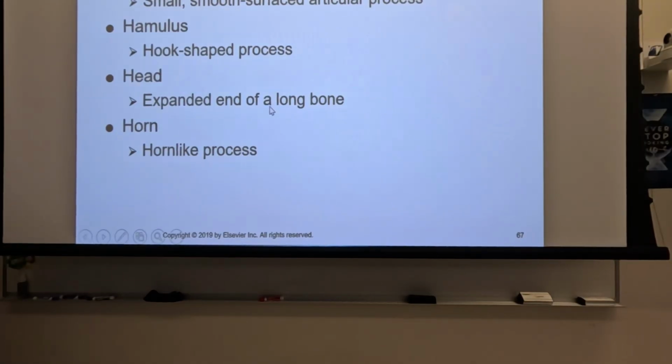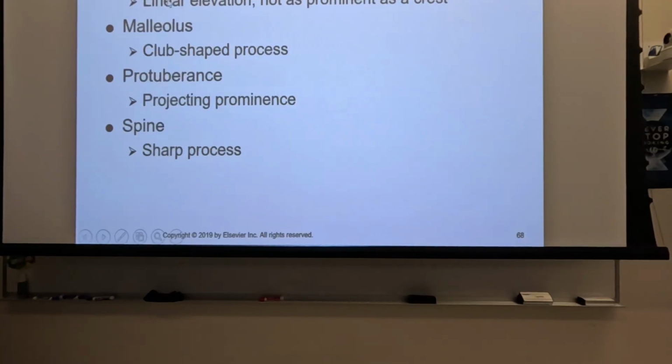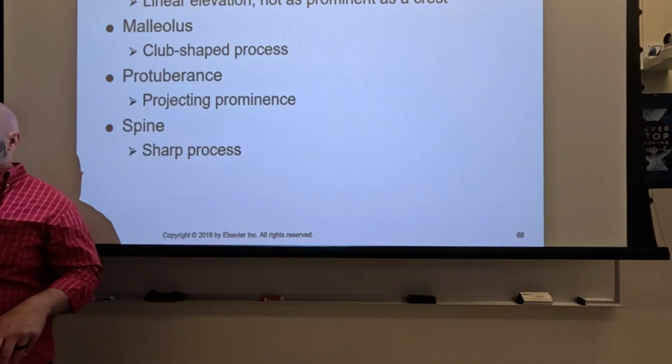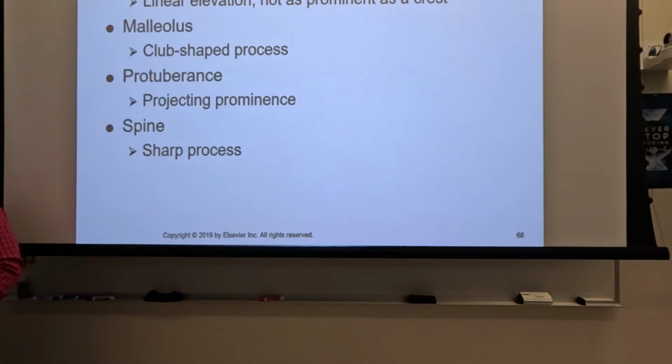You've got a head, expanded, horn-like process. A line is just that, a linear elevation. A malleolus is a club-shaped process. Now if you reach down and feel your ankle, you can feel those two knots on either side of your ankle, okay? And those are malleoli, plural for malleolus.